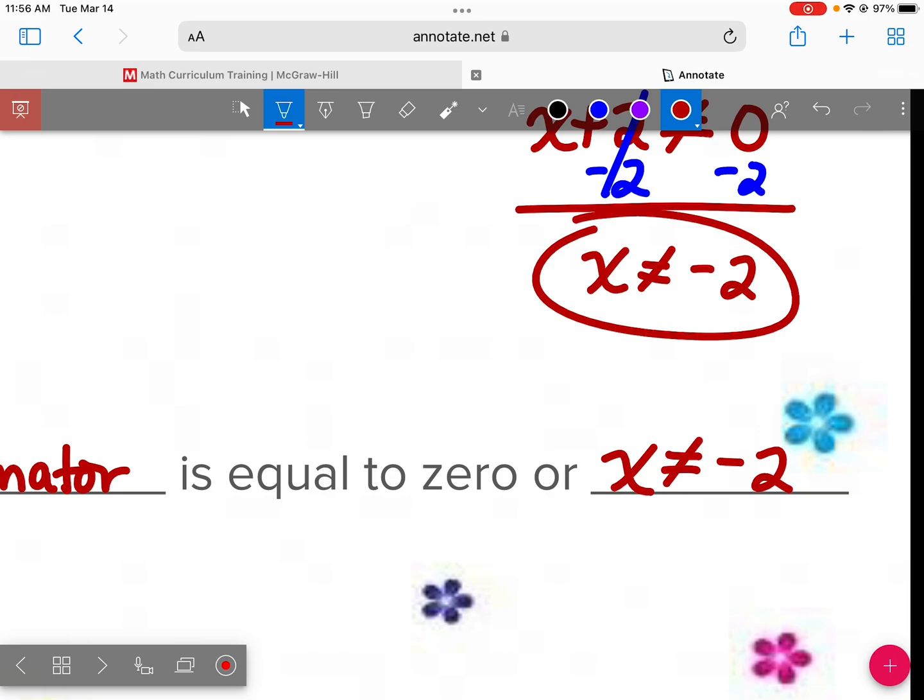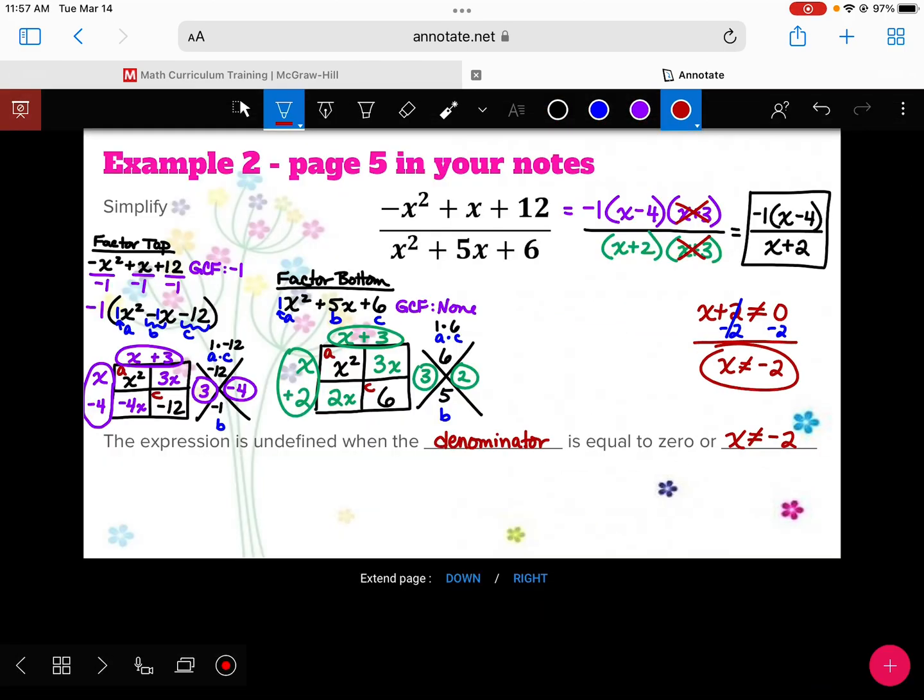I want you guys to do the check problem right below example number 2. We'll go over that together in right about 5 minutes. I'm going to give you 5 minutes to do that one.